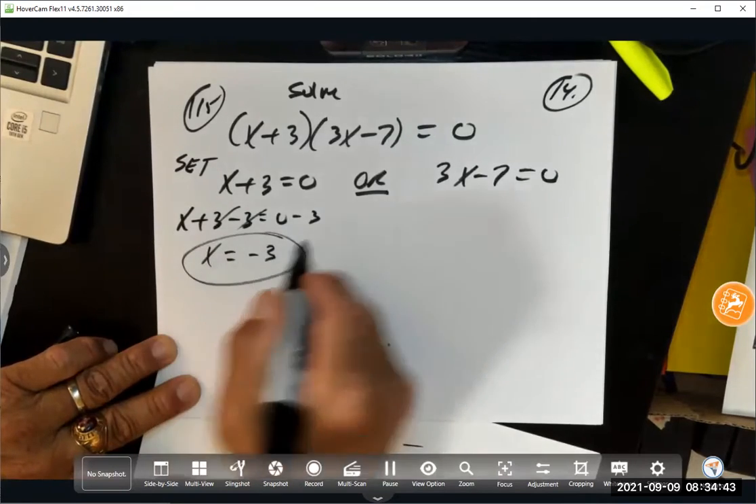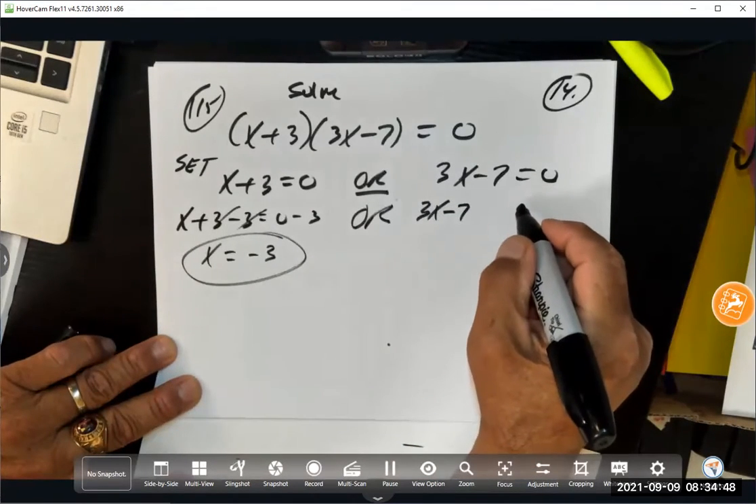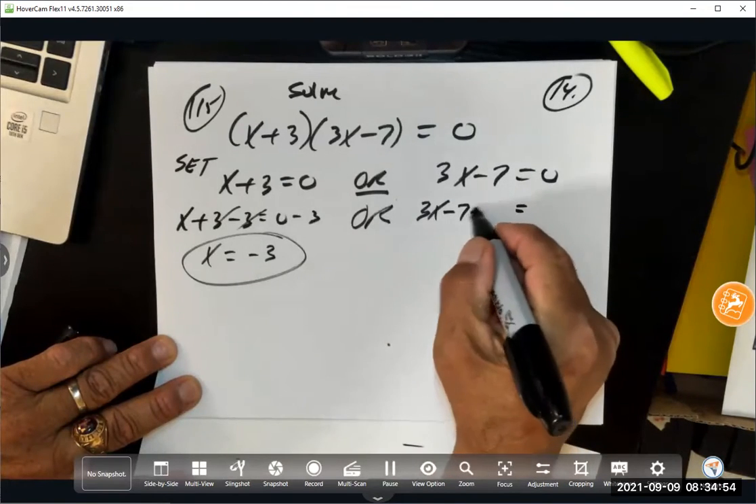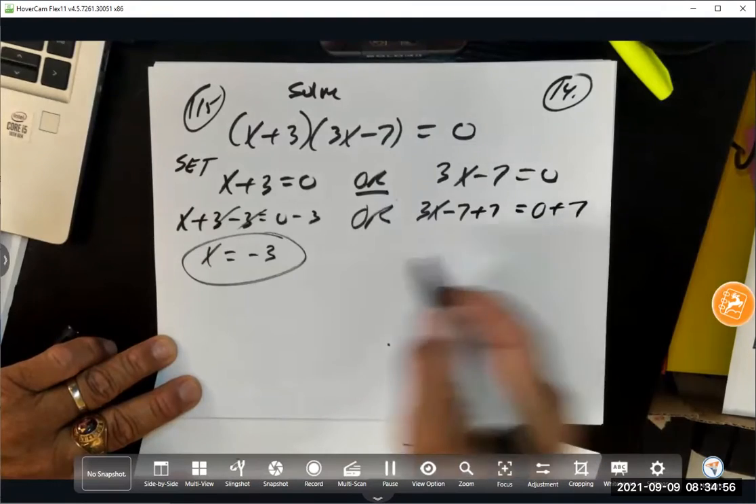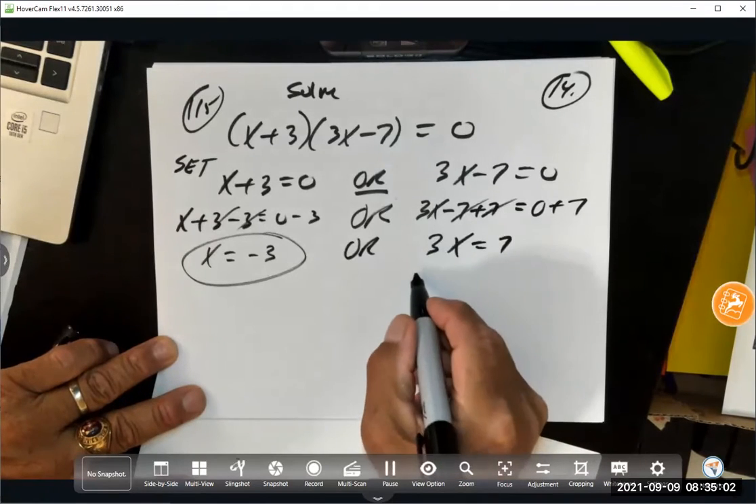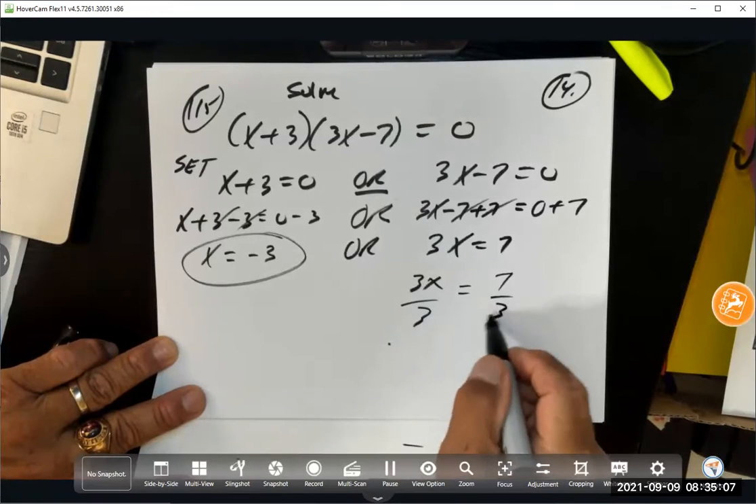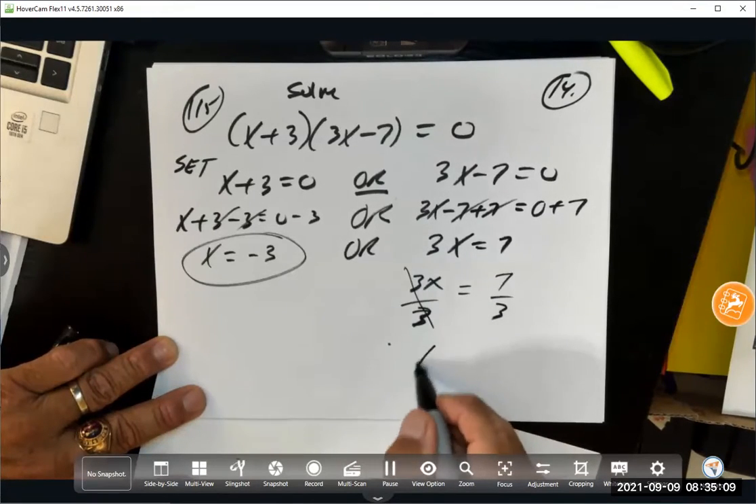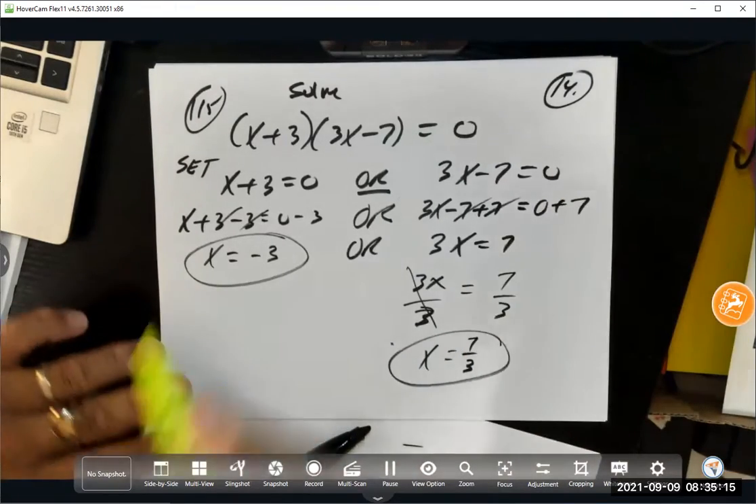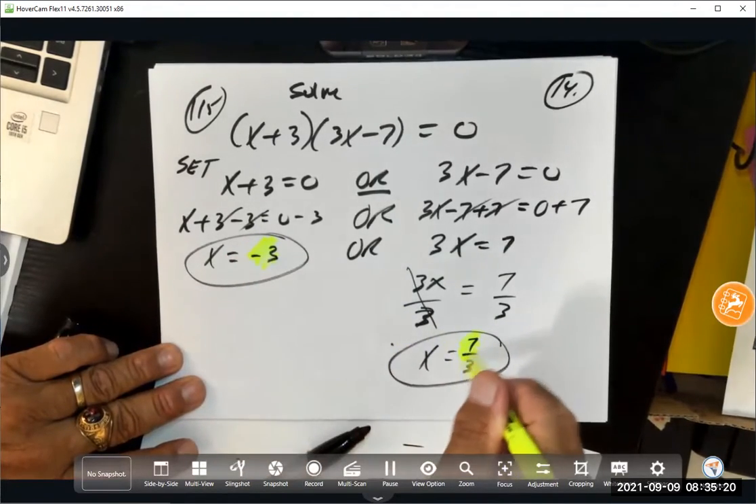I got one answer. Or 3x minus 7, you tell me what to do. What do I do to this one? Add 7. Plus a 7, plus a 7, or 3x, these are gone, equals 7. Now what? Divide by what? 3. Divide by 3, like that. So x equals 7 over 3. So it looks like I have 2 answers again. The first answer is a negative 3. And the second answer is 7 over 3.